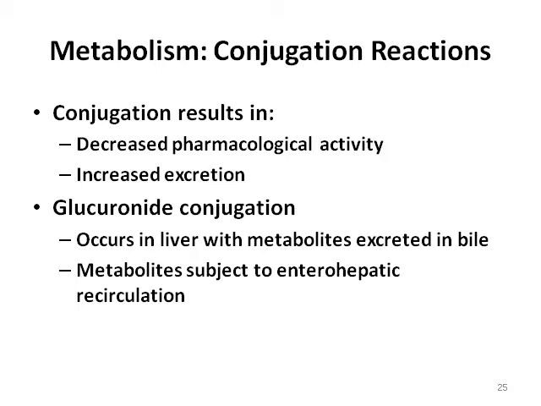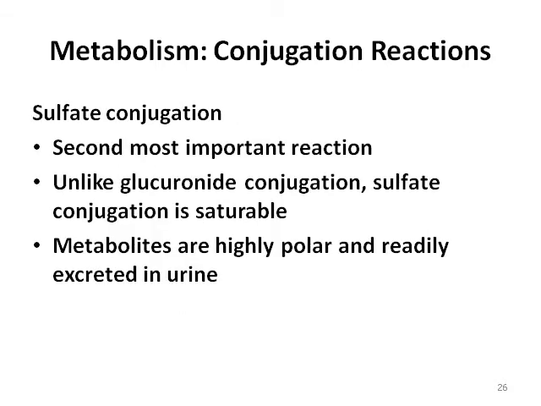Glucuronide is probably the most commonly seen reaction. That does occur in the liver, and when it occurs, then these metabolites are sent into the bile, and then the bile dumps it into the small intestine, and it is possibly subject to intrahepatic recirculation, where it can be picked up and then recirculated back through the liver. The other type of conjugation reactions other than glucuronide, on slide 49, we have sulfate conjugation, probably the second most important reaction. Again, the metabolites are pretty highly polar, generally readily excreted in the urine.